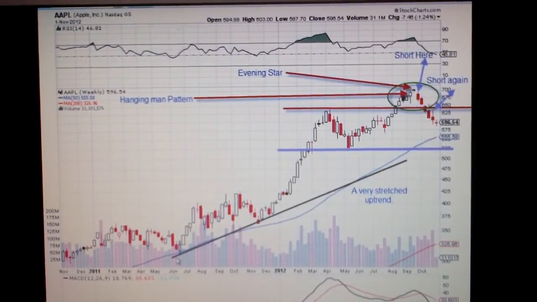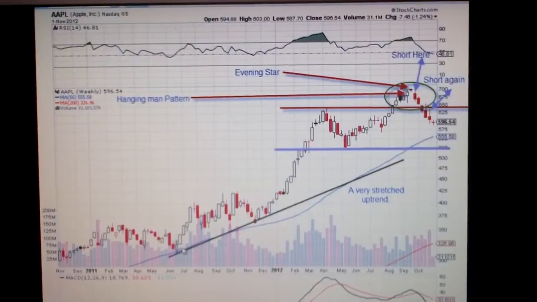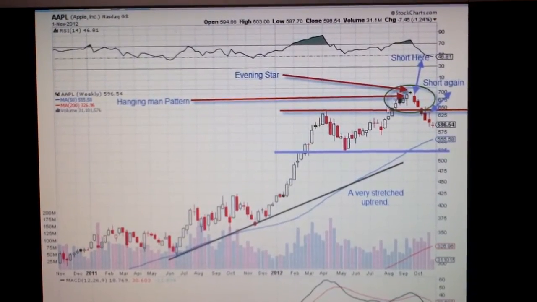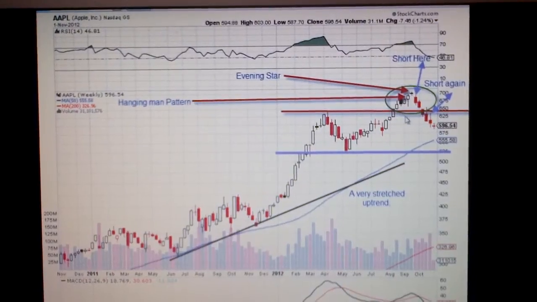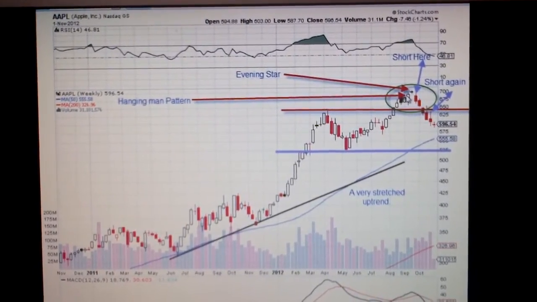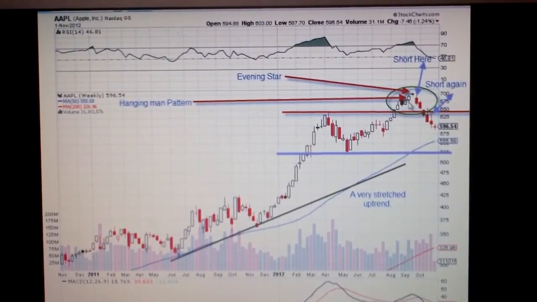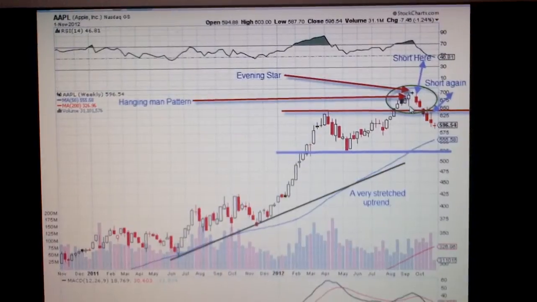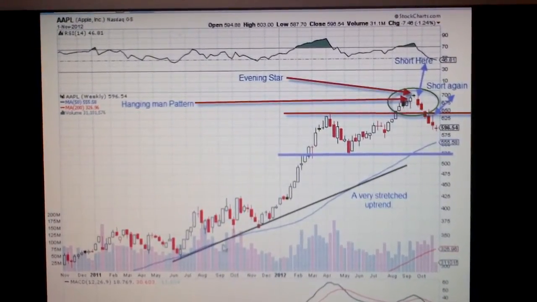This is a weekly chart of Apple, and this is a beautiful stretched bull run from the levels of 360 to 700 plus. It seems like it has doubled in a year and a half. What we found here was that at this point there was a hanging man pattern, which is quite bearish if it comes up after a great stretched run.